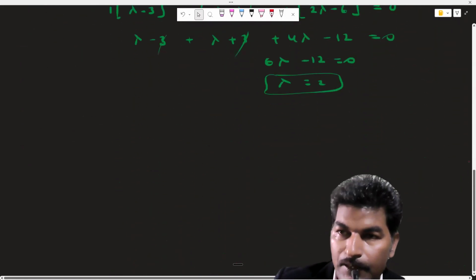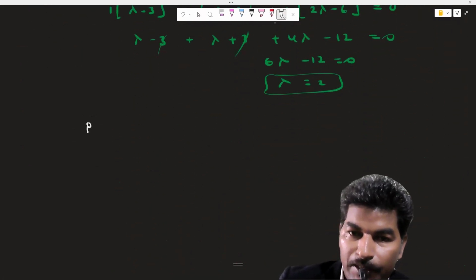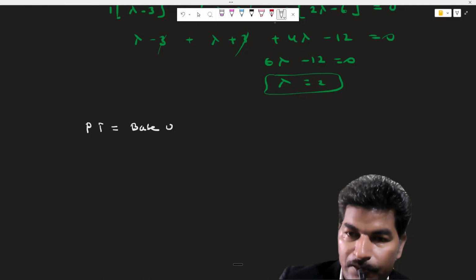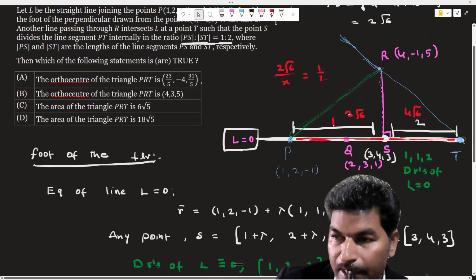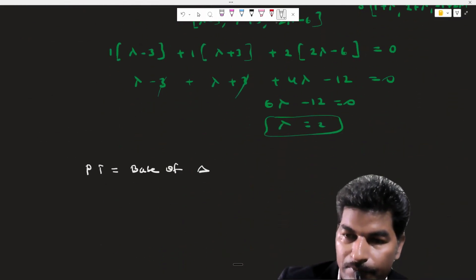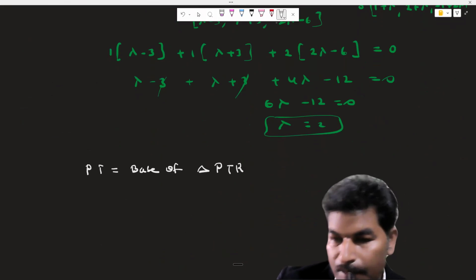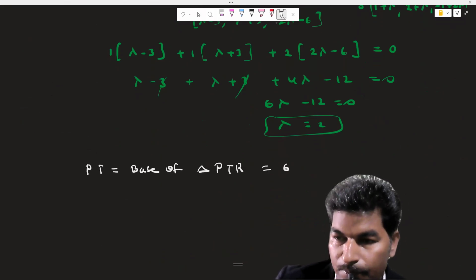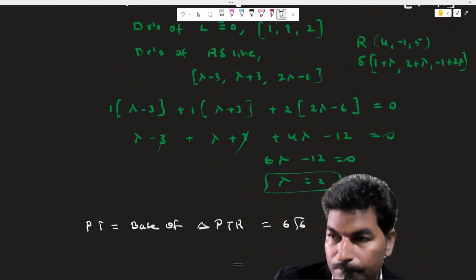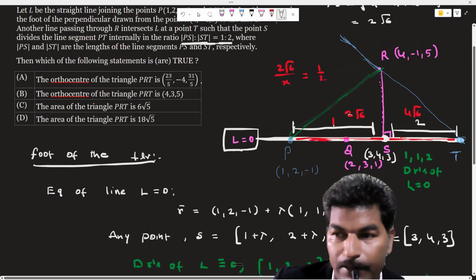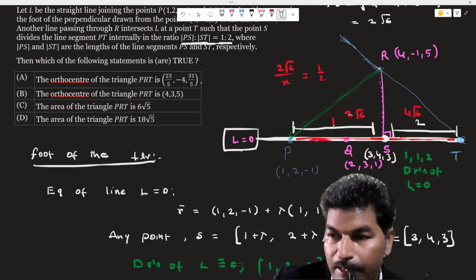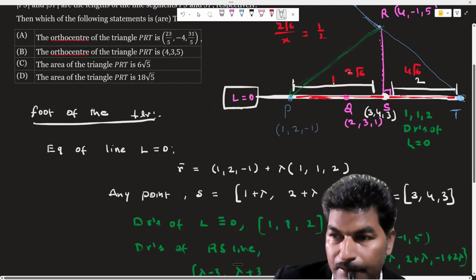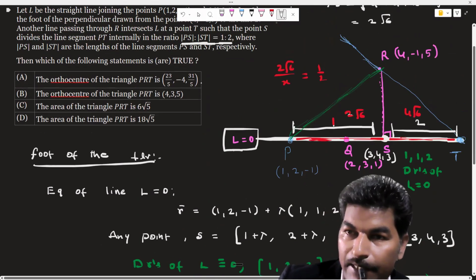Okay, understood. So PT, which is the base of triangle PRT or PTR, whatever, is equal to 6 root 6. Okay, clear? I used the ratio to identify the distance between S and T because it was mentioned as a 1:2 ratio. And after getting the base, let's calculate the RS distance, which is the height.